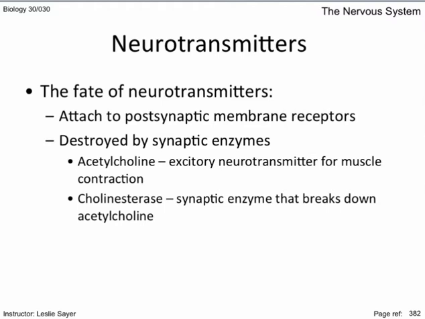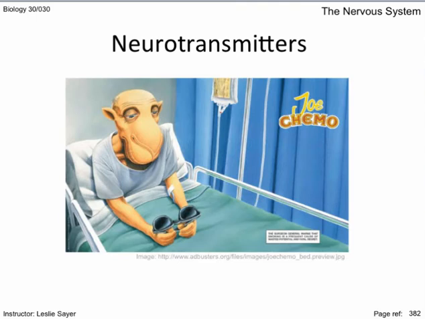Acetylcholine is the excitatory neurotransmitter for muscle contraction, whereas cholinesterase, sometimes called acetylcholinesterase, is the synaptic enzyme that breaks down acetylcholine. MAO, monoamine oxidase, is a synaptic enzyme that breaks down dopamine, an excitatory neurotransmitter, in the pleasure center of the brain. A chemical in cigarettes blocks this enzyme, keeping more dopamine available in the synapse.